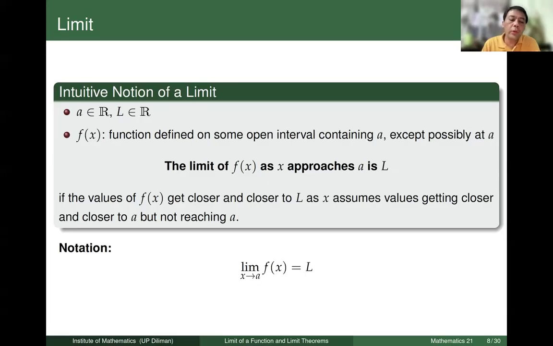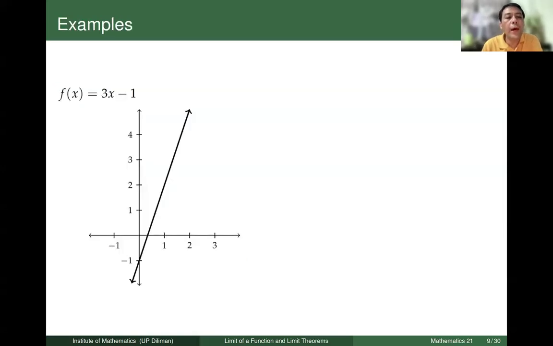The notation that we use is this. So we read this as the limit of f of x as x approaches a equals L. So going back to our examples, the first example, f of x equals 3x minus 1, we say that the limit of 3x minus 1 as x approaches 1 is 2.